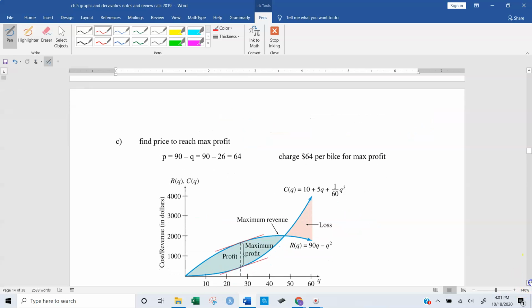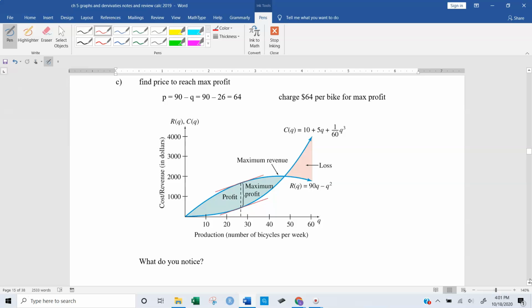All right. When you look on the next page, find the price to reach the max profit. This is just showing your two things. So we have the profit function, which is right here. So here's revenue. And here's cost up here. Profit, remember, is revenue minus cost. When you take the revenue minus the cost, it's the part where they're the farthest apart that is where your max profit occurs.